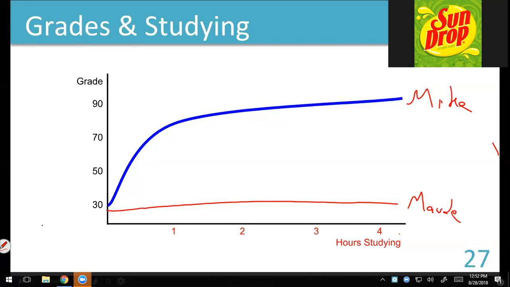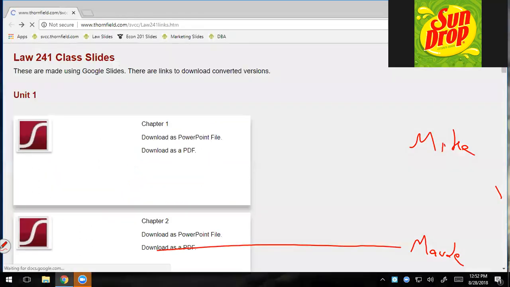Maud is not the better student. Maud, with no studying, is going to get a lower grade than Mike. And studying doesn't help her. There's nothing that Maud can do to get a grade higher than Mike. I really probably shouldn't have asked it that way.